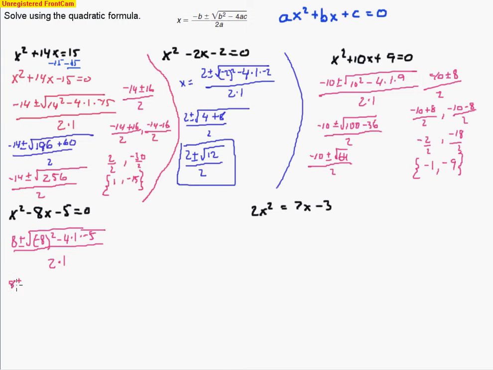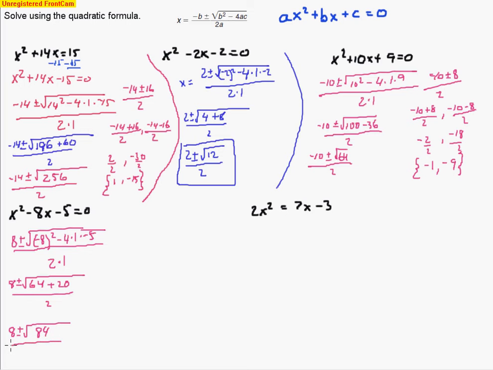We've got 8 plus or minus the square root. And here we have 64, and this time it's a plus sign because the two negatives make a positive, so plus 20 all over 2. Well, I'm just going to have you add those two numbers underneath that radical sign together, and it gives us something that's not a perfect square. So we end up adding that, we get 84.